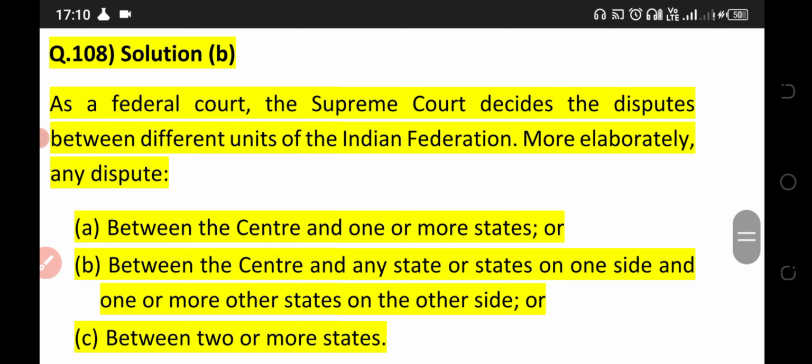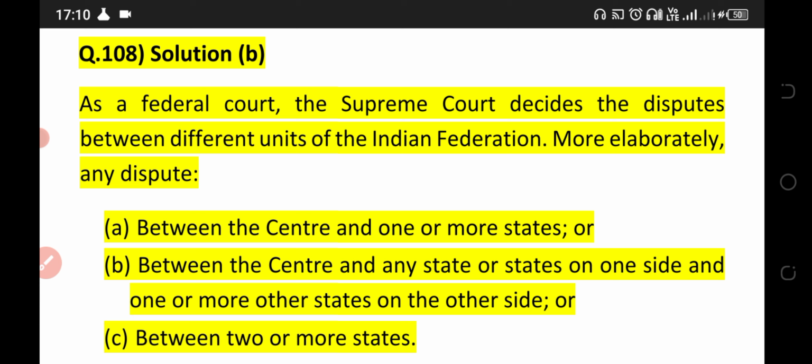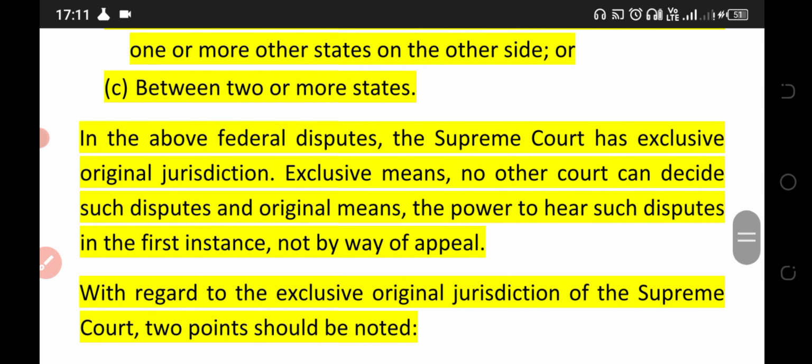As a federal court, the Supreme Court decides the disputes between different units of the Indian Federation. More elaborately, any dispute between the center and one or more states, between the center and any state or states on one side and one or more other states on the other side, between two or more states. In the above federal disputes, the Supreme Court has exclusive jurisdiction.